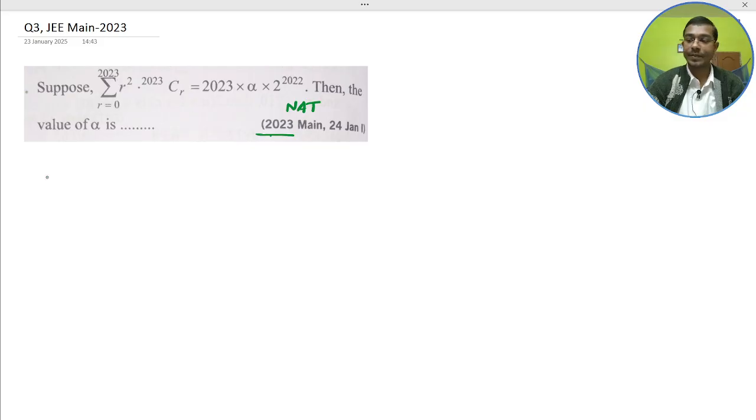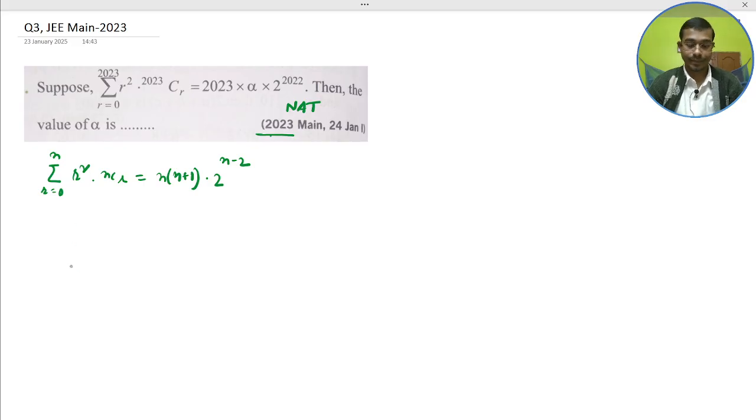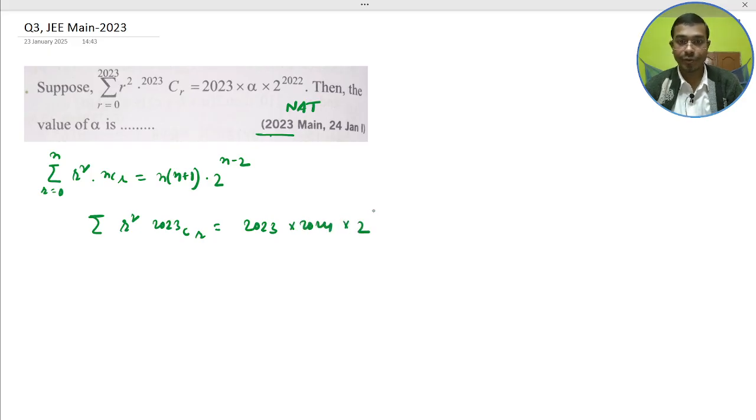We have discussed in your chapter summary one important result, that summation r = 0 to n of r square into nCr is equal to n into (n plus 1) into 2 to the power (n minus 2). This is the derived equation. So summation r square 2023 Cr is equal to 2023 into 2024 into 2 to the power 2021 by this equation 1.